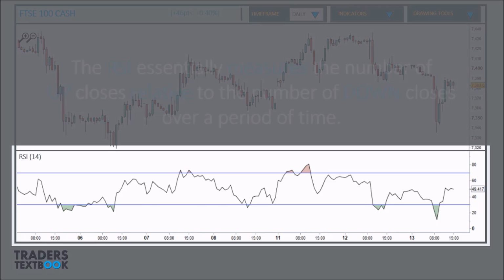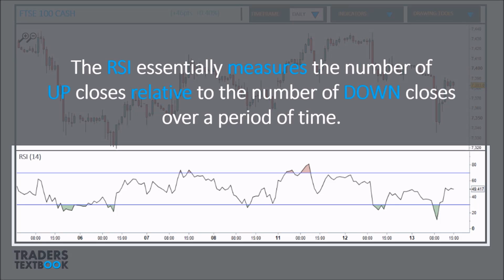The RSI essentially measures the number of up or positive closes relative to the number of down or negative closes over a period of time. This is then expressed as a percentage, which is why the value ends up being between 0 and 100. Typically the time period used for the RSI is 14.